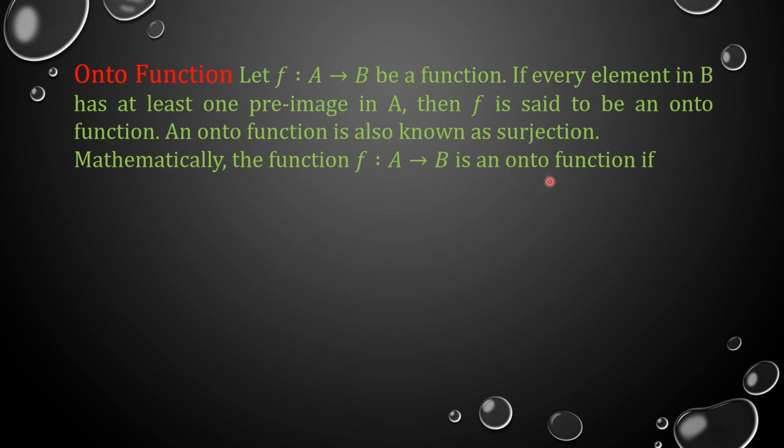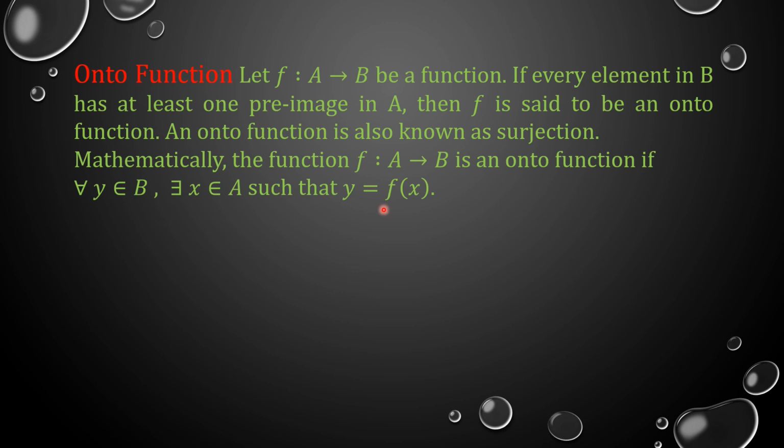Okay, so you see the mathematical definition. Mathematically, f from A to B is an onto function if for all y belongs to B, B meaning the codomain set, there exists x belongs to A, x meaning the pre-image in the domain set. So for all y in B, if there exists x in A such that y is the image of x under the function f, then this function is called an onto function. You understood?